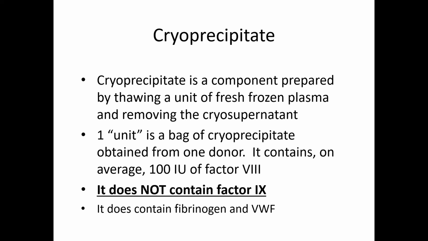Cryoprecipitate, again, is a component prepared by thawing 1 unit of fresh frozen plasma and removing the cryosupernatant. So 1 unit is a bag of cryoprecipitate obtained from 1 donor. It contains an average of 100 international units of factor 8. It does not contain factor 9. So like I said, this is a product you use when you know the diagnosis is hemophilia A.